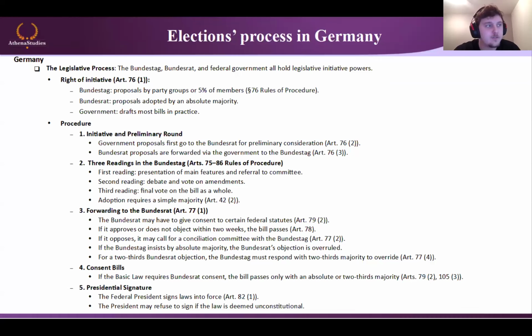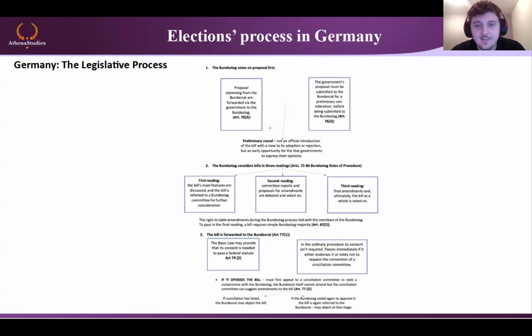So the procedure overall, there are 5 steps: initiatives and preliminary rounds, then the 3 readings in the Bundestag, the forwarding to the Bundesrat, the consent bills, and then the presidential signature. So again, here, very similar to the US process, very detailed. And for the details, there is also a very nice schematic, very nice pics that has the first 3 steps in way more detail. I mean, it has actually the 5, I think. At least the 3 in detail, so that's very good.